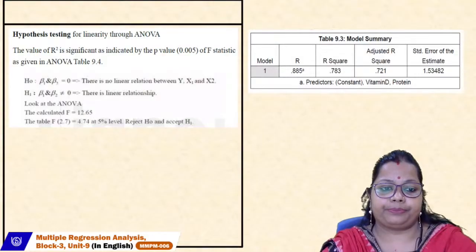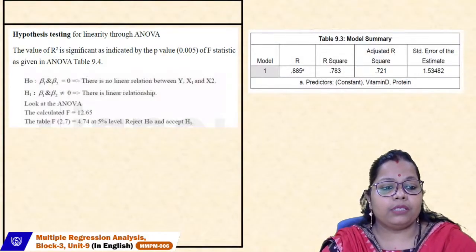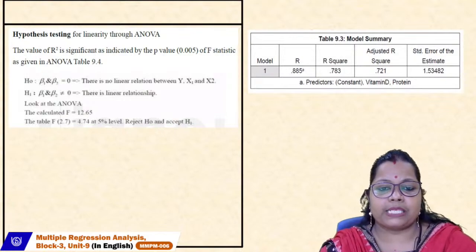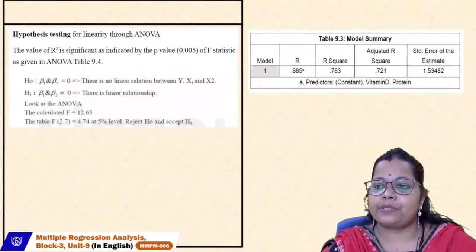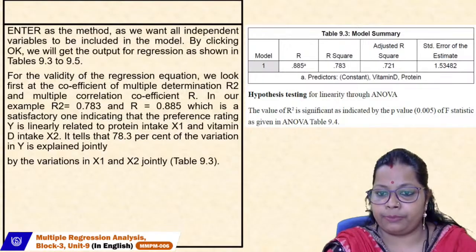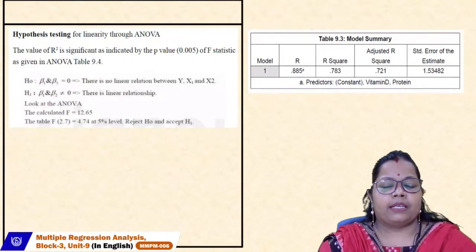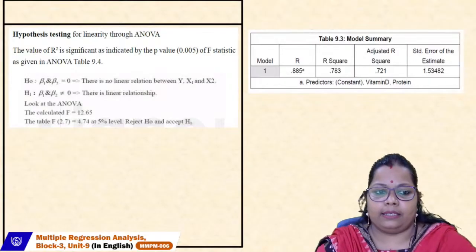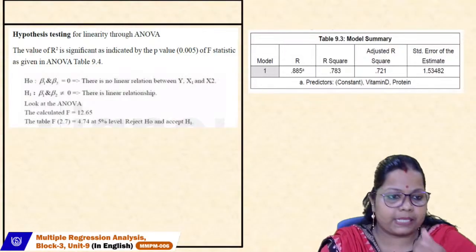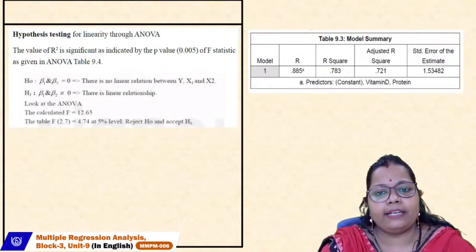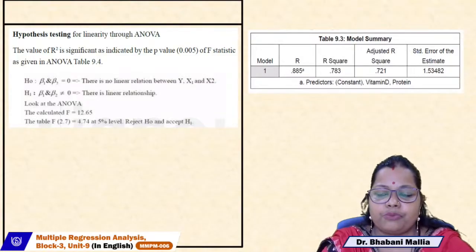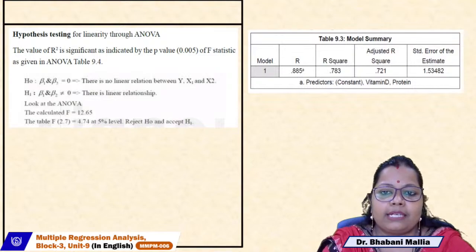Now, seeing the summary table we got from SPSS, the ANOVA F statistic is 12.65. That is the F value, meaning the calculated value. As per the rules of testing hypothesis, if the calculated value is more than the tabulated value, then the null hypothesis will be rejected. Let us see what our tabulated value is.